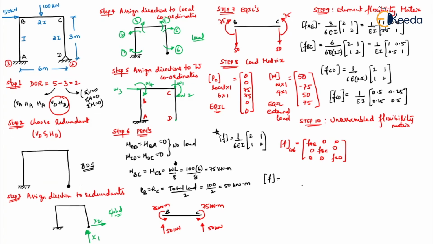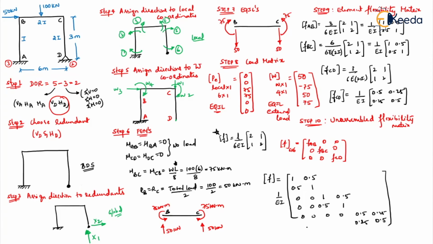So that is how you will form your unassembled flexibility matrix. Okay, so 1 by EI, I'm taking it out common. So here it is 1, 0.5, 0.5, 1, again 1, 0.5, 0.5, 1, then 0.5, 0.25, 0.25 and 0.5. Right, so 0, 0, 0, 0. Then here 0, 0, 0, 0.